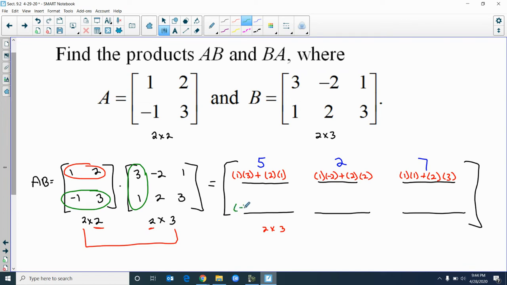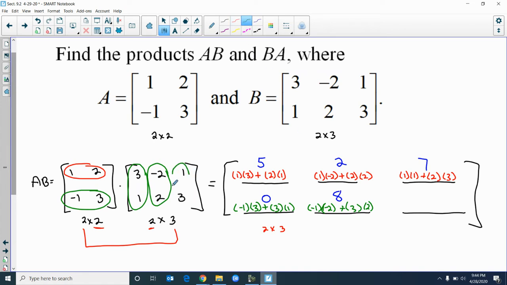-1 times 3 plus -1 goes across, and then this -1 times that 3, and then 3 times 1, and that gives me 0. Okay, those add up to 0. And now I go across to the next column. -1 times -2 plus 3 times 2. That's going to be a +2 plus 6 gives me 8.